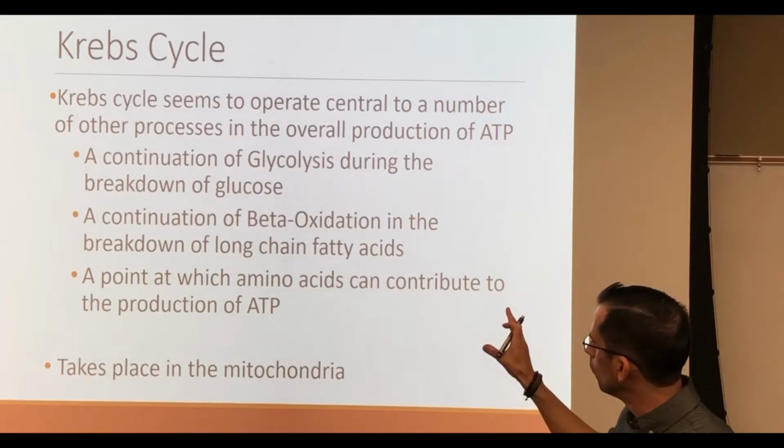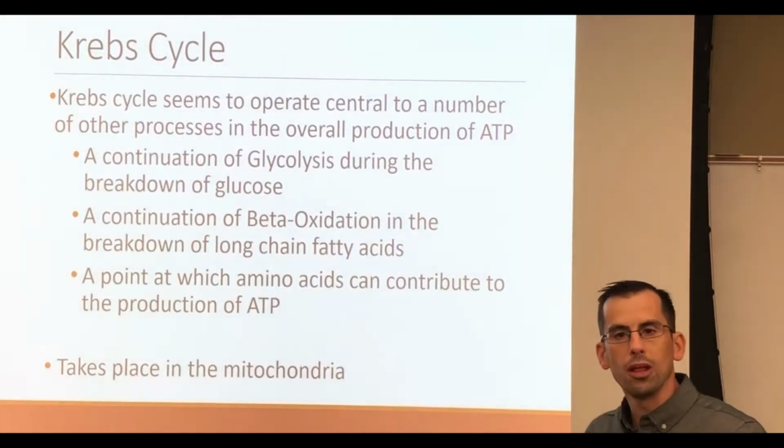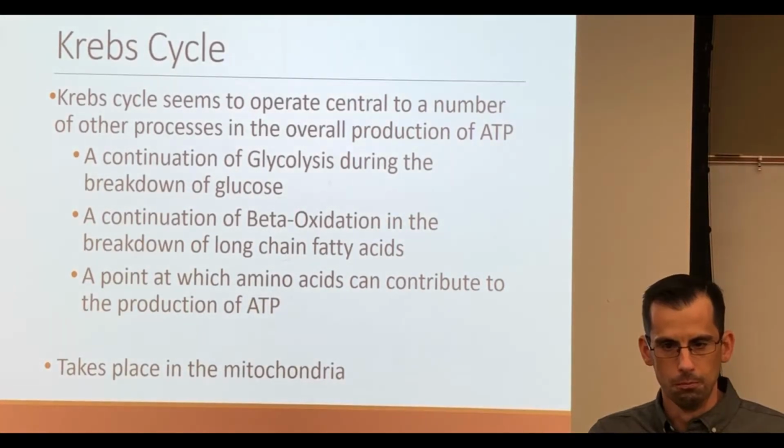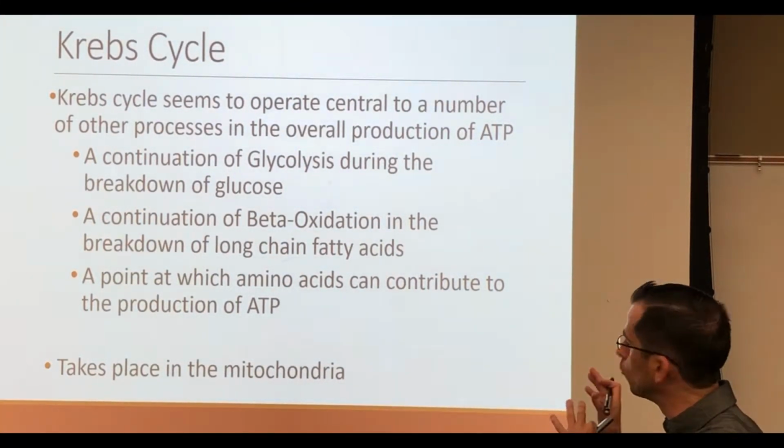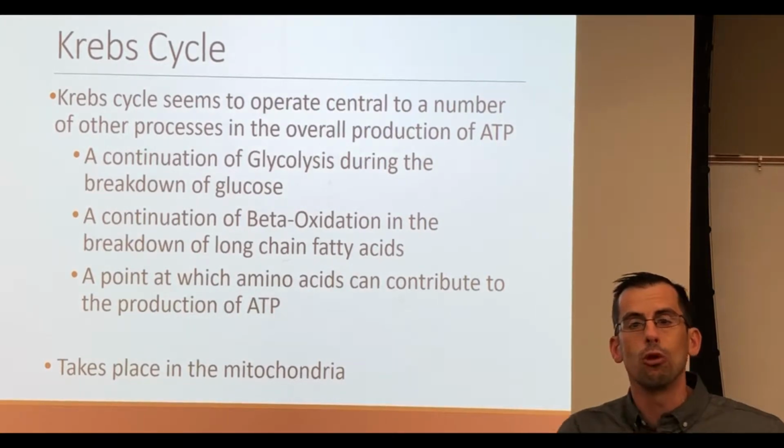All of these processes, with the exception of glycolysis, are going to take place inside the mitochondria. And that's where we'll get the bulk of our ATP produced. Not necessarily from Krebs directly, but Krebs and its associated pathways.